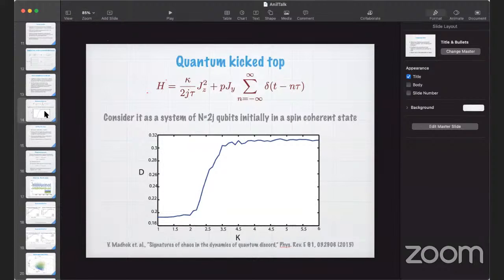Now, I would imagine that the state is becoming more and more maximally mixed as the number of qubits in the environment is enlarging. So how does that reflect on your discord?